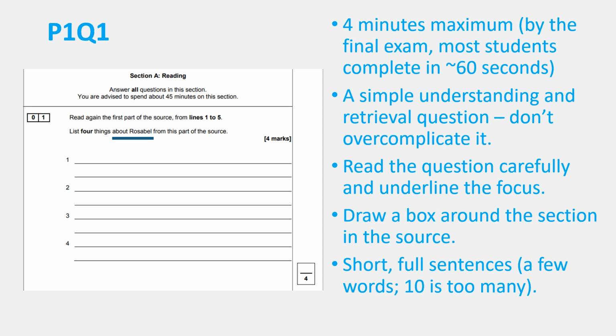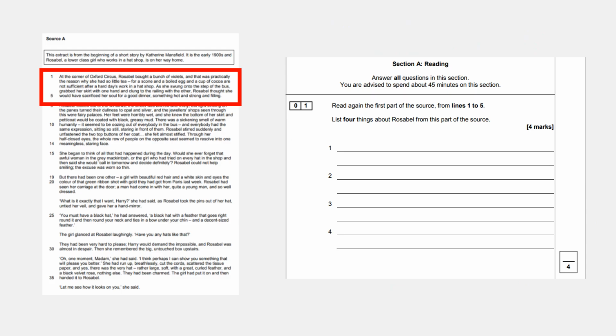Right, let's have a look at the extract. So there's the extract, and I've been a really good student here, because the first thing I've done when I've looked at question 1 is I've gone, right, lines 1 to 5, and I've drawn a big box around lines 1 to 5, making sure I don't make that silly mistake of bringing in information from outside of the lines that I've been given. We need to list 4 things about Rosabelle from this part of the source.